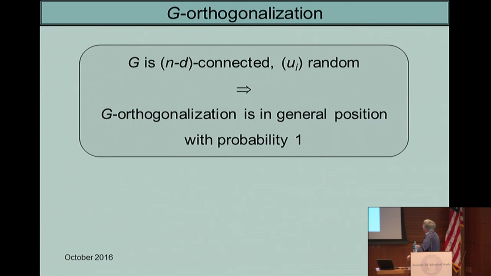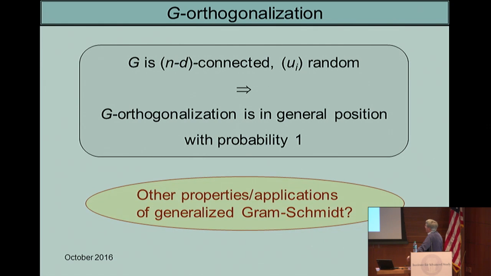Now, the main theorem is that if G is n minus d connected, and you choose the original labeling at random, then the G-orthogonalization will be in general position with probability 1. These are non-zero vectors because a zero vector is never in general position, so you can scale them to length 1 and get an appropriate representation here. I found this idea of generalizing Gram-Schmidt orthogonalization this way, and just put it as a general question of finding other applications or other properties of this generalized Gram-Schmidt procedure.